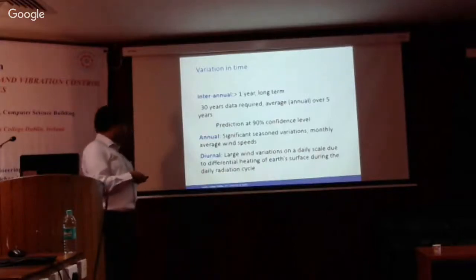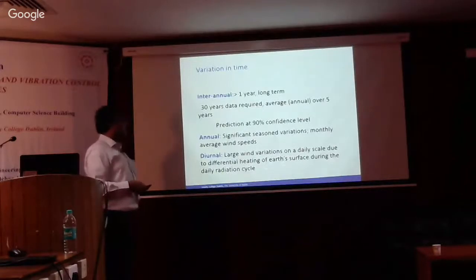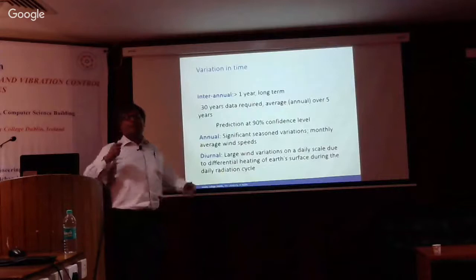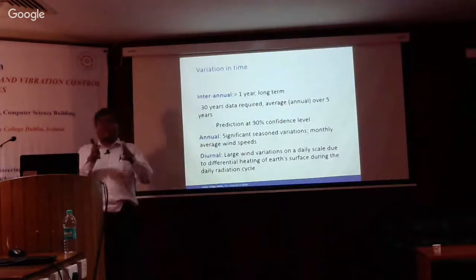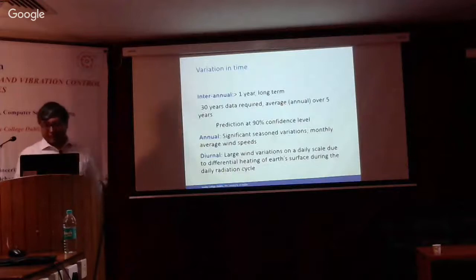Also, you have a diurnal variation, which is at a daily scale, which is the differential heating of the Earth's surface. That means between day and night. So over 24 hours, you might take an hourly average and see how it's varying, and that gives you the variation.